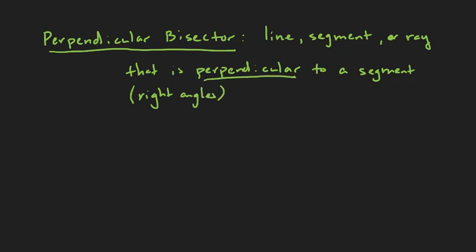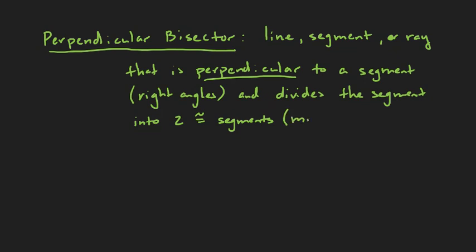Right, so this word perpendicular. It does two things. It's perpendicular to a segment, and now the bisector part, it divides the segment into two congruent segments. And that then means we're talking about the midpoint too, right? Because it has to go through the midpoint of the segment. And again, two congruent segments. So a lot of implications here, right? A lot.